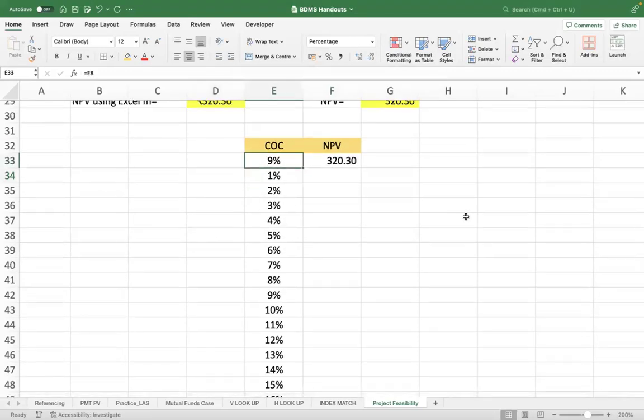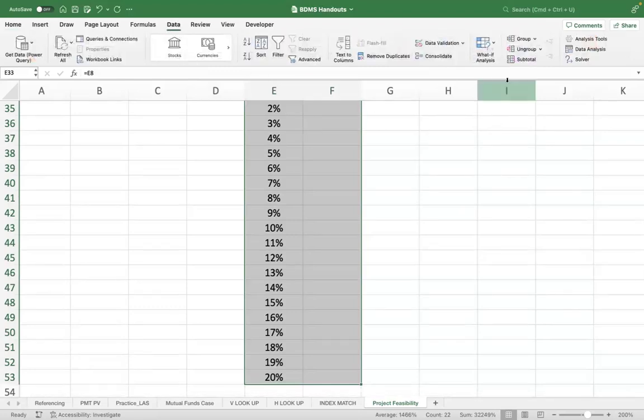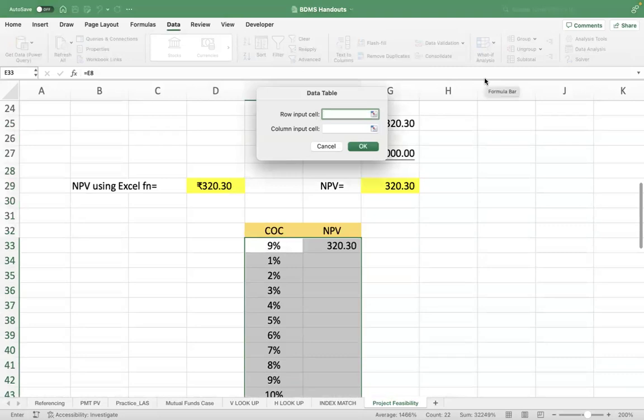And then I will select, please pay careful attention, don't miss this part. First, I will select the entire data table, go to data, what if analysis, there is something called a data table here. So I'll click on this data table. It asks me for two options, row input and column input. So here is where you need to make a choice. Now, are my inputs arranged in a column or are my inputs arranged in a row? My inputs are arranged in a column, cost of capital. So I'll choose my column input cell.